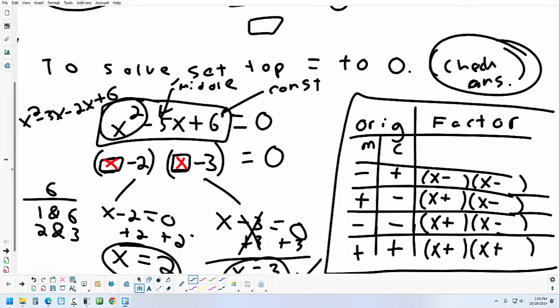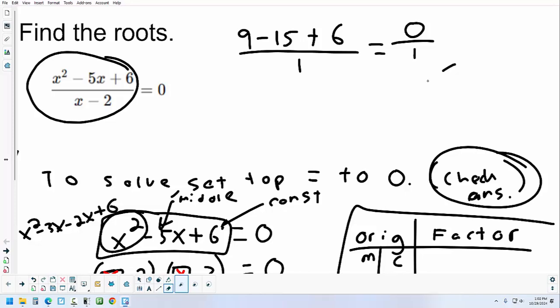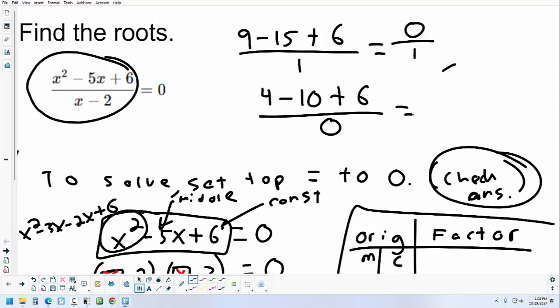Let's check 2. If we plug in 2, what's 2 to the second power? 4. What's 5 times 2? 10. And then plus 6. What's 2 minus 2? 0. 4 minus 10 is negative 6, plus 6 is 0.